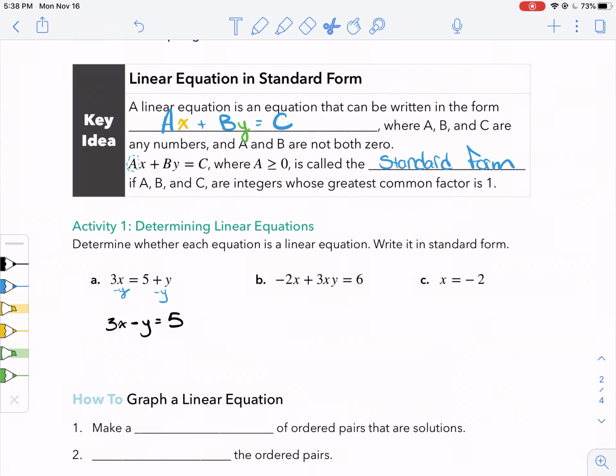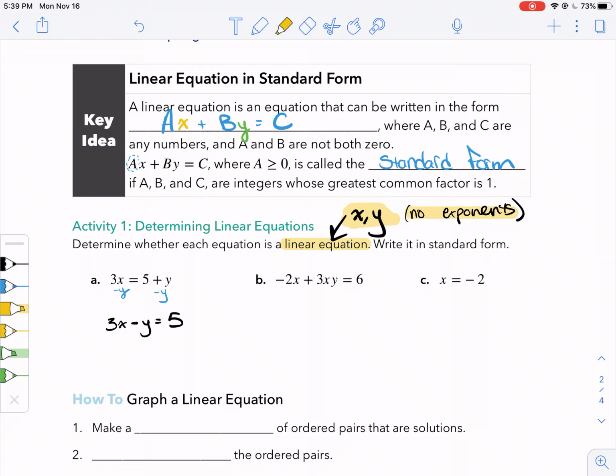Hey, is it linear, by the way? It is, because all linear equations have an x and a y and no exponents. I should have made that like an official thing. This is very important, you guys. In order to be a linear equation, you need to have an x and a y, and you can't have any exponents on them.